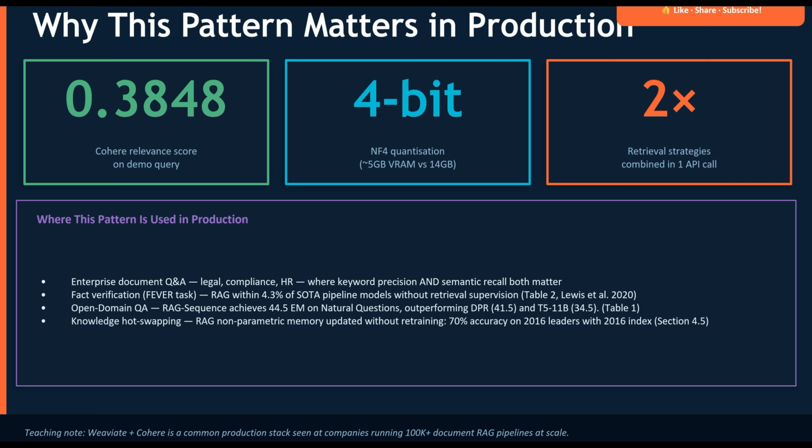And the hybrid search approach, two retrieval strategies in a single API call, is exactly what enterprise RAG systems use, whether you are building document Q&A for a law firm, a customer support bot that needs to match ticket IDs and understand intent, or a medical knowledge base where exact drug names matter. The pattern handles all of it.